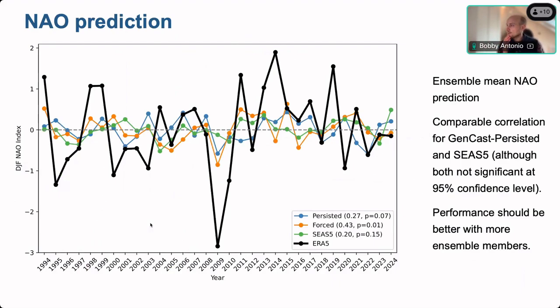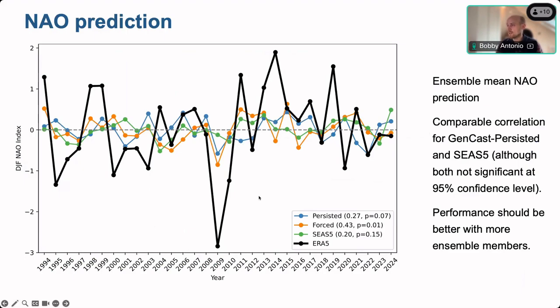In general, I think the main thing to look at is these correlations down here. You can see that GenCast persisted has 0.27 compared to 0.20. At this number of ensemble members, all you can say really is that these are comparable. They have comparable skill at the NAO. I think you would expect to see these correlations increasing with higher ensemble members. That's been shown in other papers.